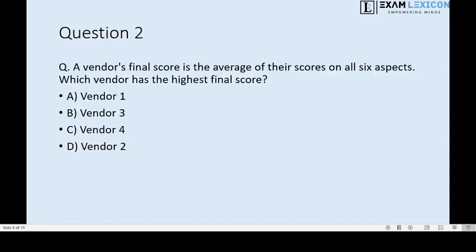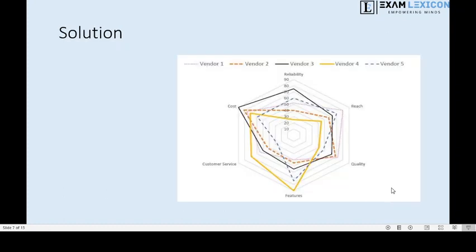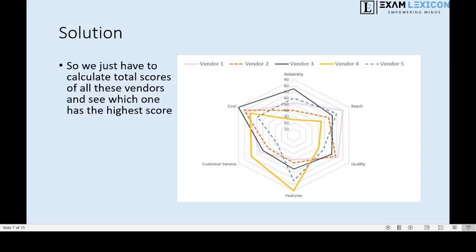For the next question, a vendor's final score is the average of their scores on 6 aspects. Which vendor has the highest final score? The options are vendor 1, 3, 4 and 2. We don't need to calculate for vendor 5 as it's not given in the options. So for solving this, let us calculate the total score of these vendors and see which one has the highest score. As you can see, I'm pointing out all the scores for vendor 1.